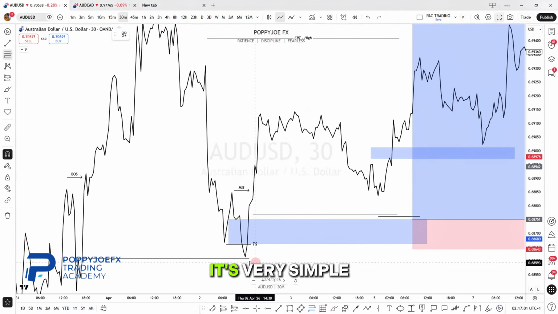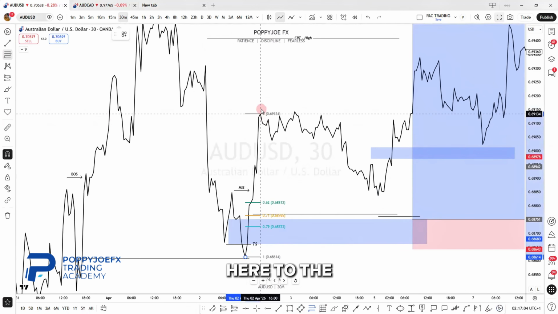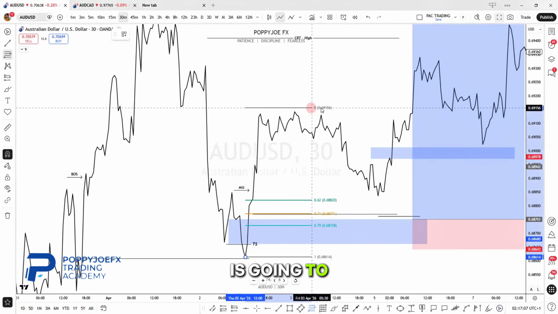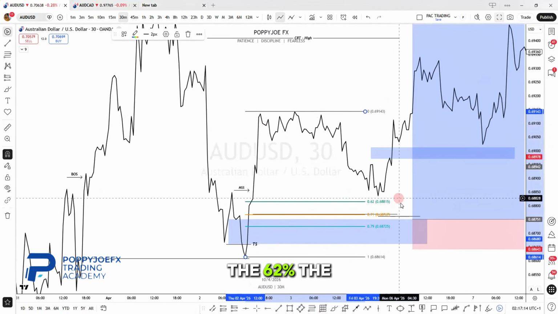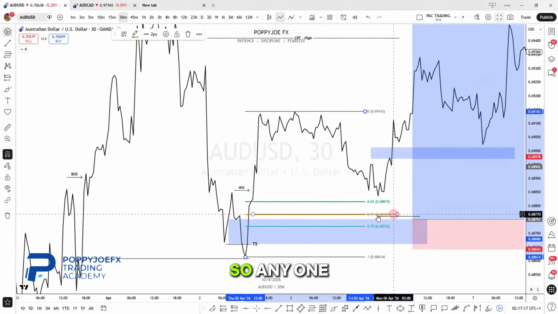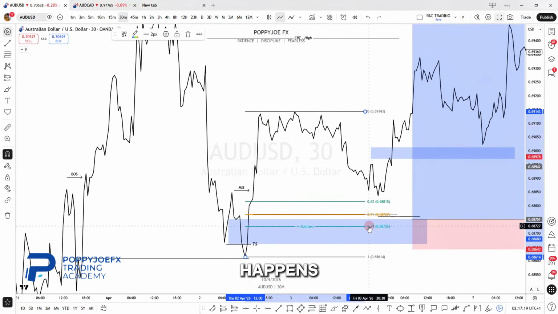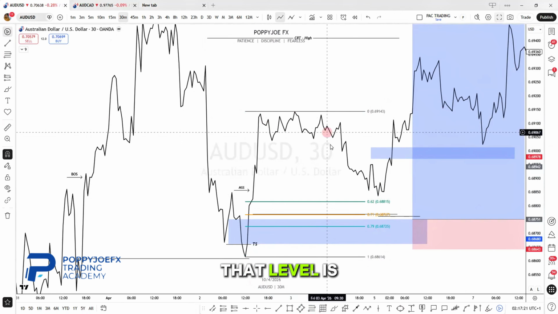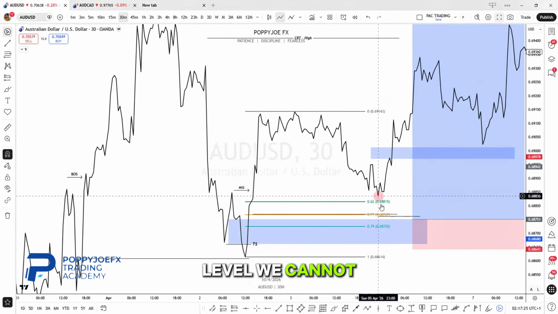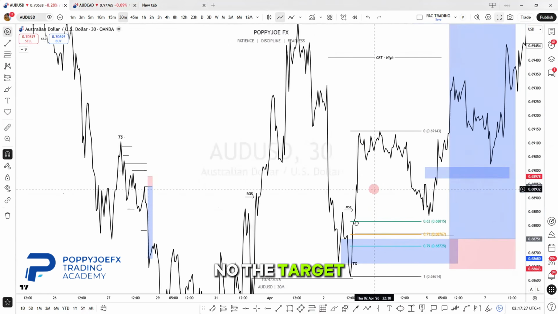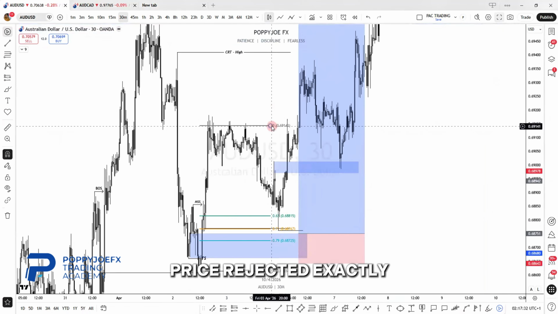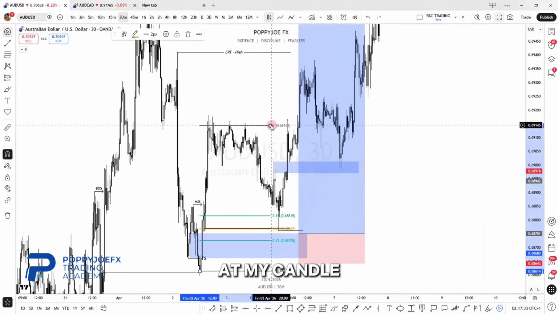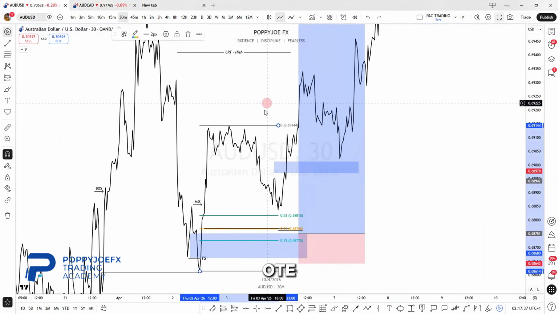But if you go to the line chart, it's very simple. From this low here to the highest point is going to give me my levels, right? And like I said, we want to get a rejection at any of these levels. We have the 62%, the 71 and 79. So at any one of the levels where a rejection happens, that indicates that the level is about to be respected, and that you can now start buying towards our target. The target here is this high. So imagine if I was able to look at this. You see our price rejected exactly at my candle range at the 62% OTE level here.